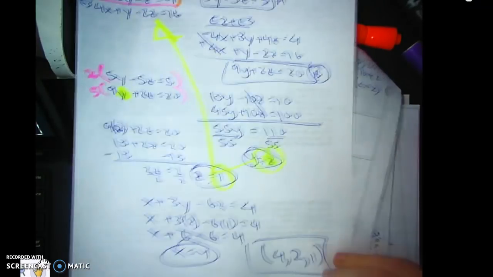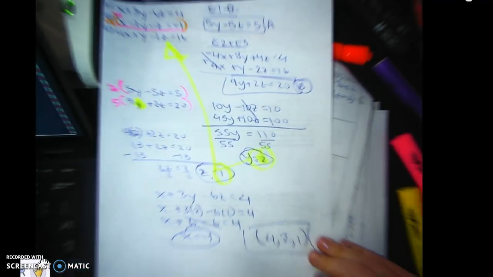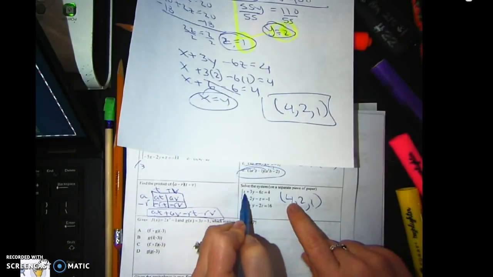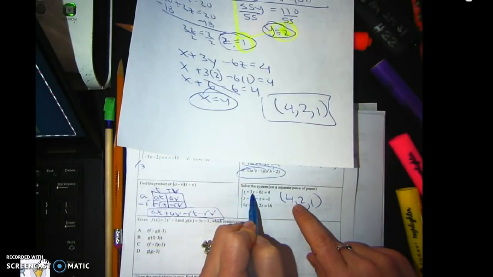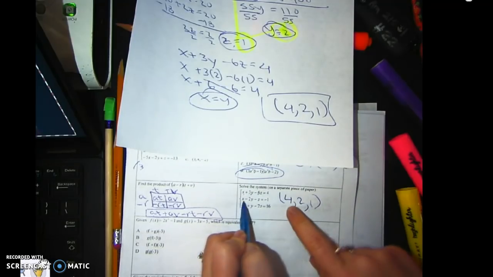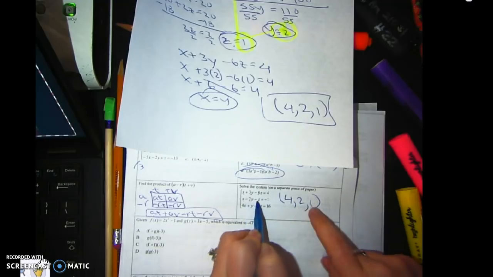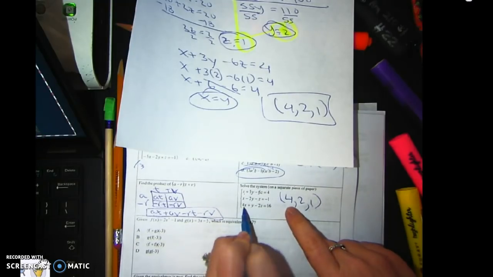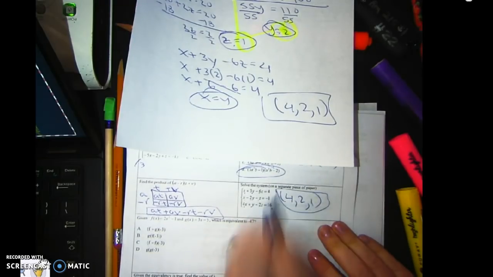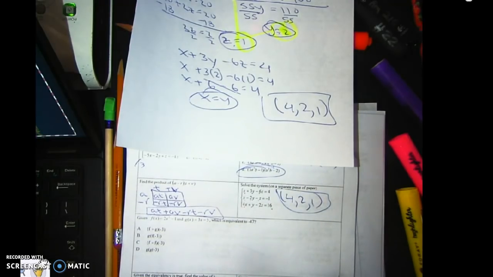Then at the end of my test, when I have time, I'm going to check my answers by plugging them in. So here was my answer: 4, 2, 1. So let's see. 4, 3 times 2 is 6. 4 plus 6 is 10. 10 minus 6 is 4. 4 minus 4 is 0. Minus 1. Perfect. 16 plus 2 is 18. 18 minus 2 is 16. Now I know that I'm good to go.